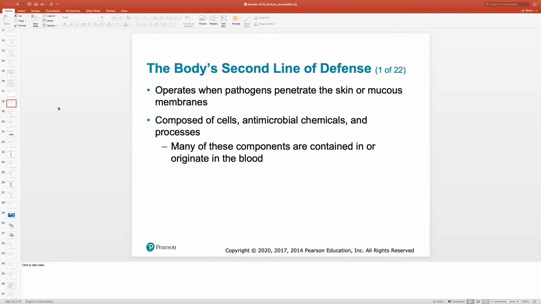All right. So, to continue with the analogy of a house, this happens when there's a break-in. And so the pathogens are getting into the body now. The second line of defense is composed of many elements: cells, chemicals, processes. But we're going to go to the blood because a lot of them originate in the blood.